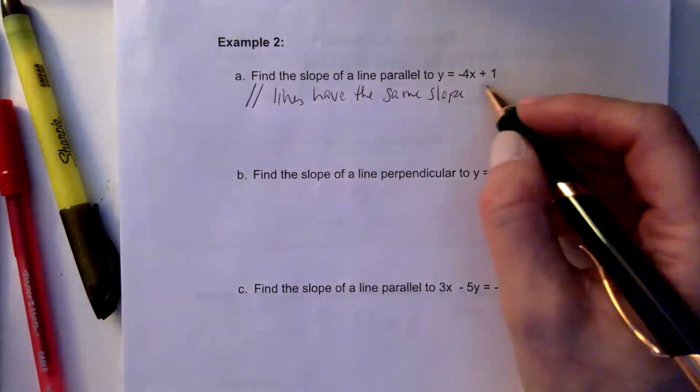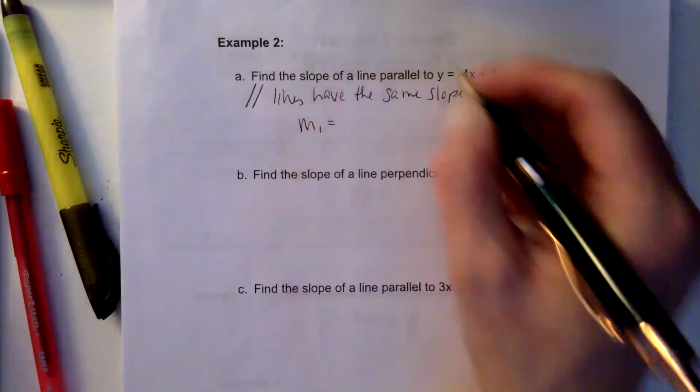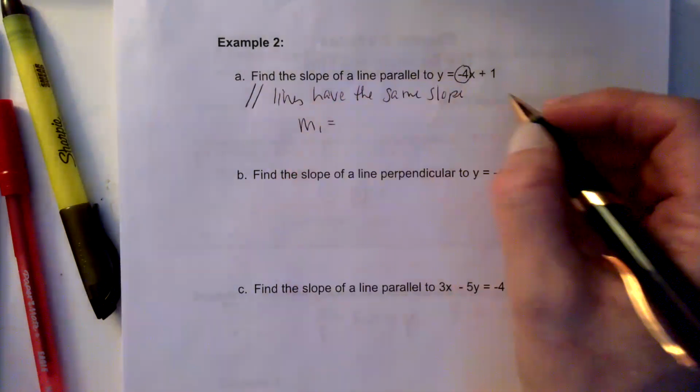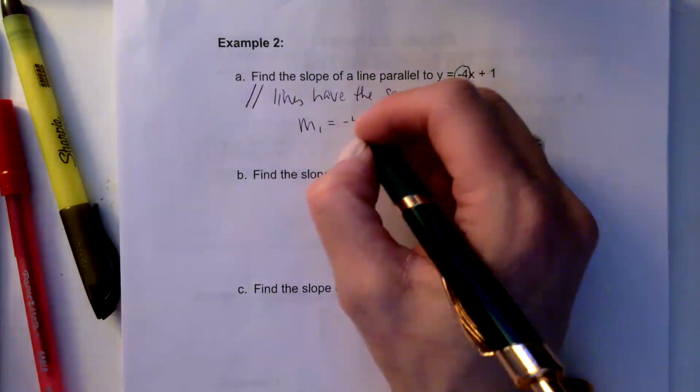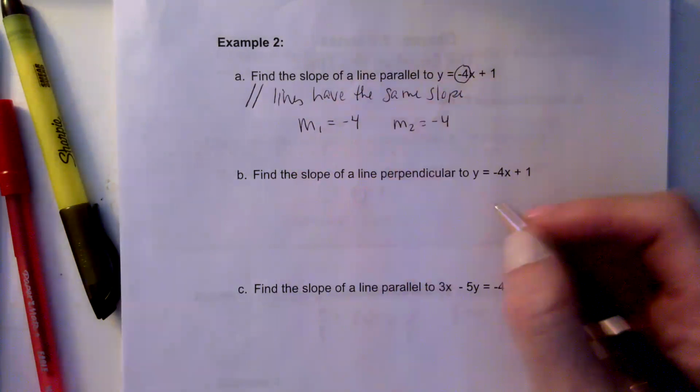And so if we know the slope in this equation, m1, it's in y equals mx plus b form. So the slope is just -4. That means that m2 also is -4.